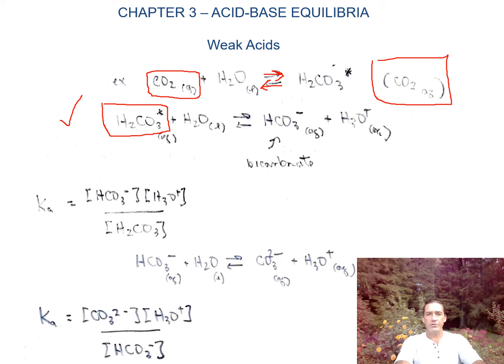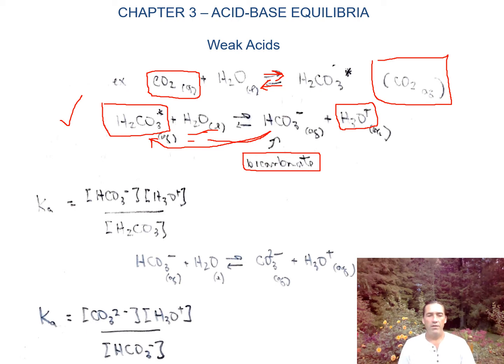So once the CO2 is in solution, dissolved, it will react with water. Water will behave as a base. It will accept a proton. It will form the hydronium ion. And that leaves me bicarbonate. Bicarbonate in this reaction is a base. It is the base to carbonic acid. And we can write the equilibrium expression for this reaction.